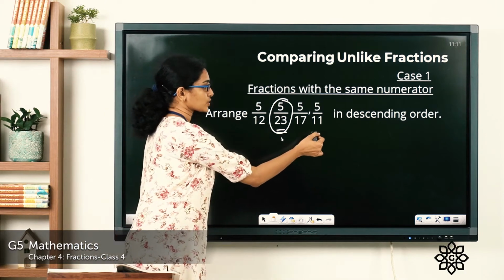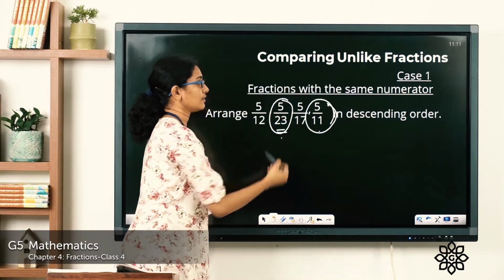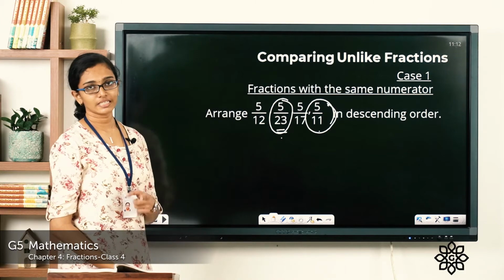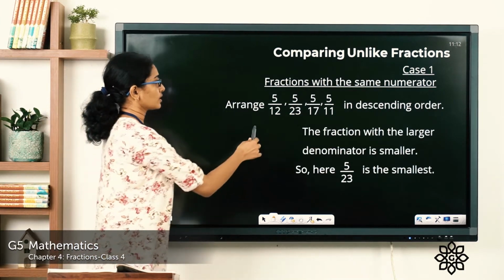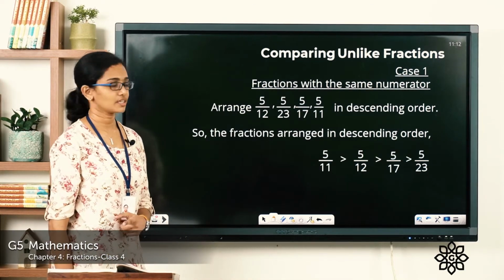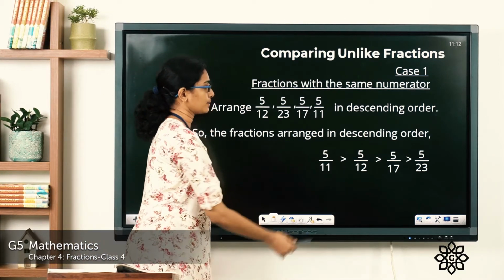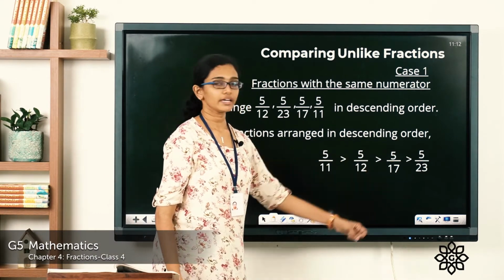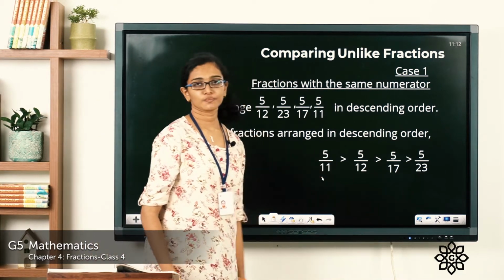So, among these 4 fractions, the fraction having the greater value will be 5 by 11, that is the biggest fraction. We are asked to arrange these fractions in descending order, that is from the bigger to the smaller, right? So, here we have 5 by 23 as the smallest. The fractions arranged in descending order will be 5 by 11 is greater than 5 by 12, greater than 5 by 17, greater than 5 by 23. This is the biggest fraction and this is the smallest one.